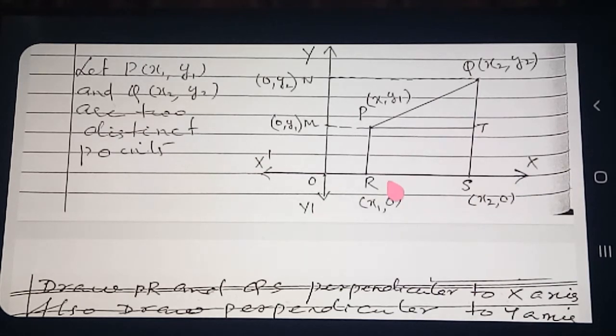Why? See here, this is 90 degrees, this is 90 degrees, this angle is 90 degrees. So automatically this will become 90. So very clearly you can say that quadrilateral PRST is a rectangle. In a rectangle, opposite sides are equal. Therefore, you got the value of RS, and RS and PT are equal. So RS is how much? x2 minus x1. Therefore, what will PT be? x2 minus x1. Clear?